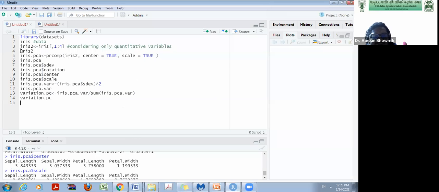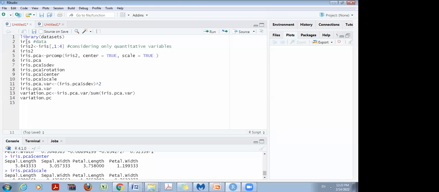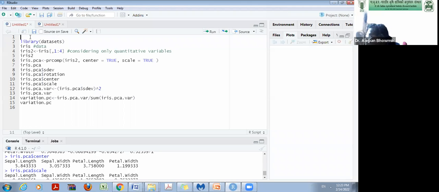Now my R console is visible. Okay, so first you need to enter the data. For that, I will show you install.packages for datasets. This is not required for demonstration purposes, as iris data is inbuilt data in this datasets package. That's why I need to install it. Otherwise, you can directly upload any data from a CSV file.